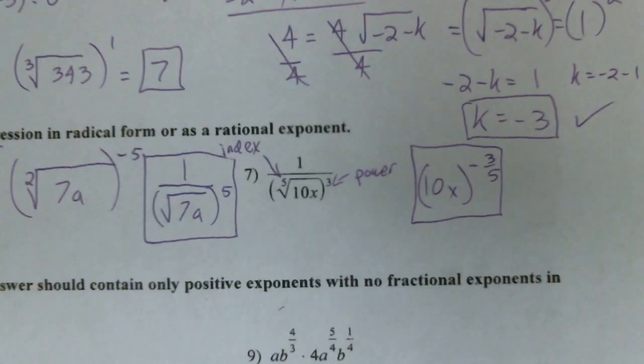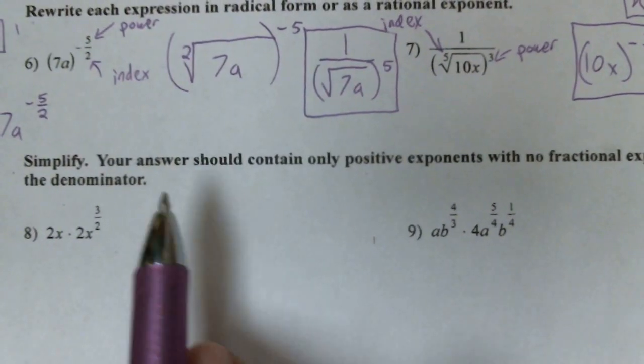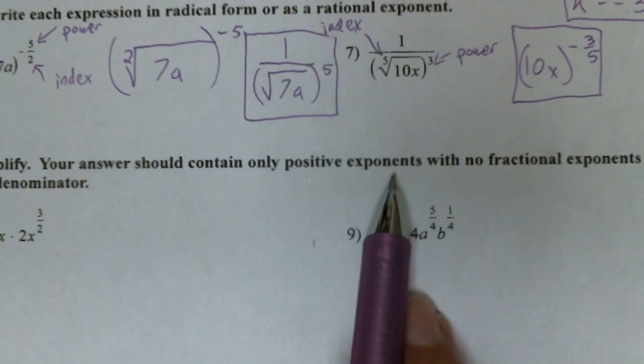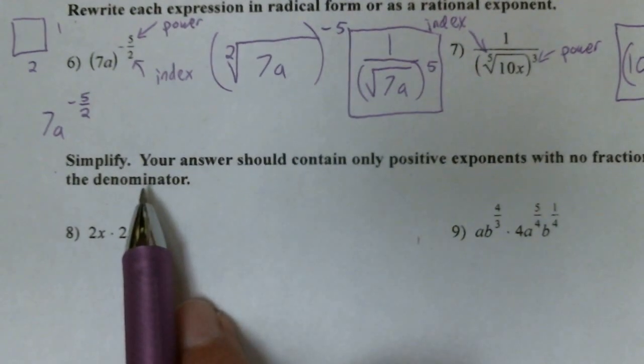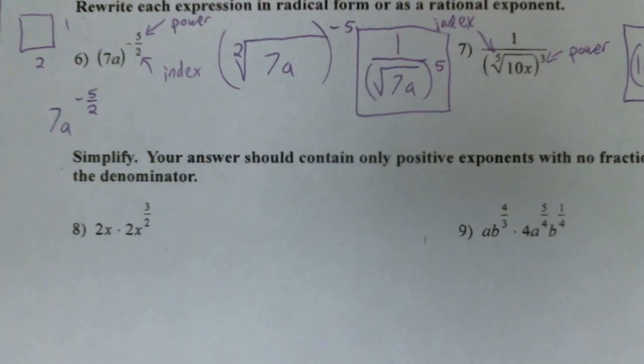All right, let's move on. Now we start to get into our exponent rules. Simplify. Your answer should contain only positive exponents, so no negative exponents in your final answer, and no fractional exponents in the denominator. So you can't have a y to the 4/3 down on the bottom.